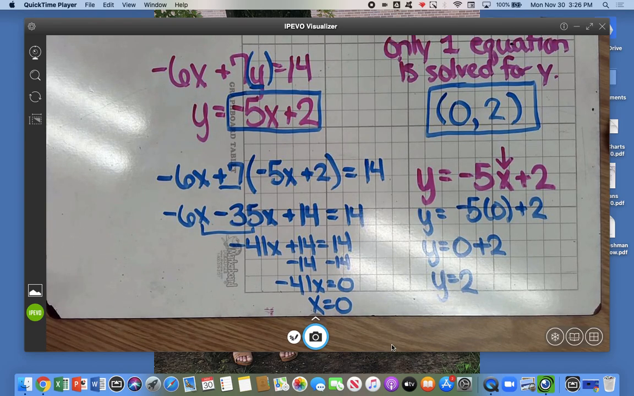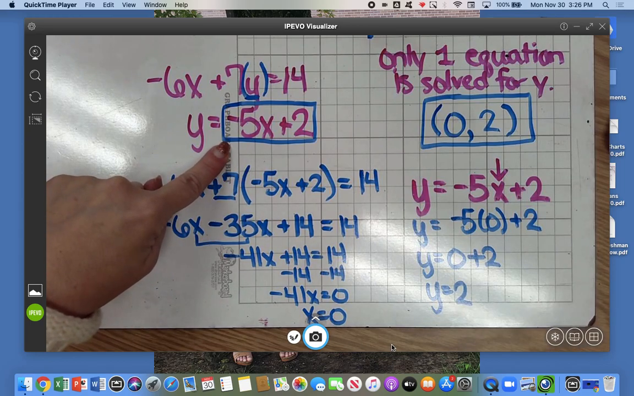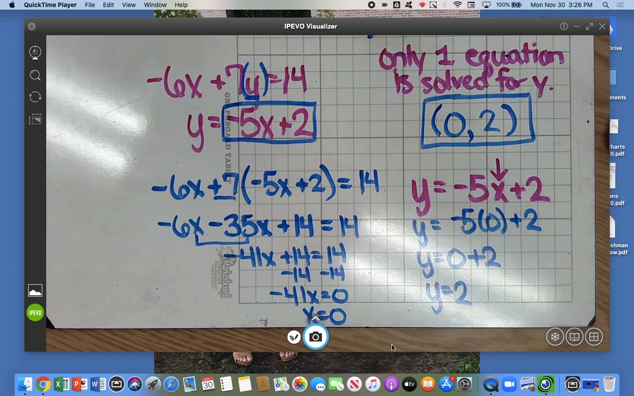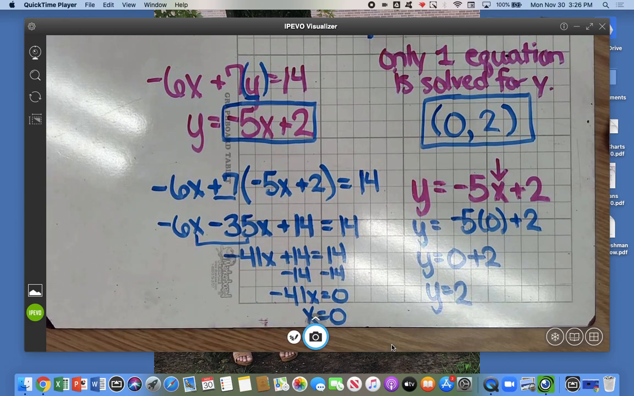So that is an equation. When one equation is solved for y, one is not. We're simply taking that information that we know what y is, replacing it, and I'm putting parentheses around it because it's an expression and not just a number. It's always good to put parentheses around things when you're substituting. So we are going to substitute that, solve for x, and then plug it in.